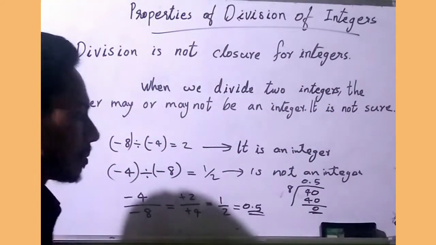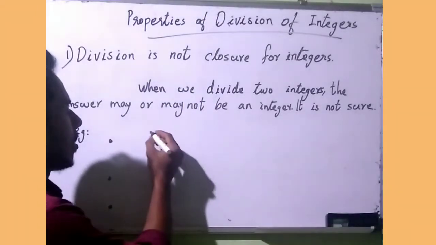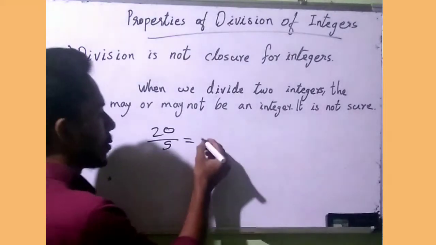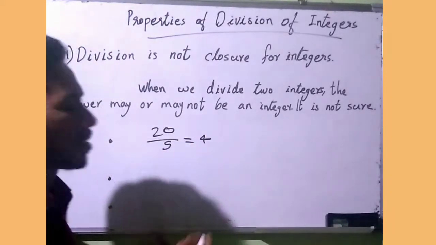We can do several examples. That is 20 by 5. What is the answer? It is 4, and it is an integer.